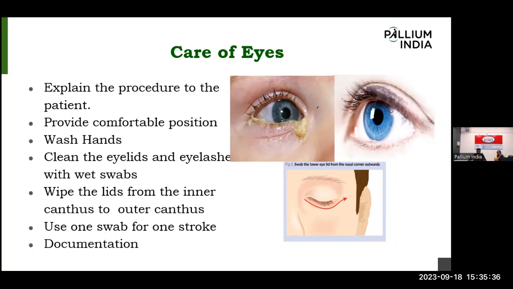Within the hospital also, if you are going to discharge a bed-bound patient, if possible, you have to encourage the caregivers to do it on their own, so that they get an idea of how to take care of their loved one. And also you have to document it properly, and they have to use one soap for one stock. That is also important. Otherwise, they will use the same soap for the next eye also. That way, there is a chance of the infection spreading from one eye to the other eye.